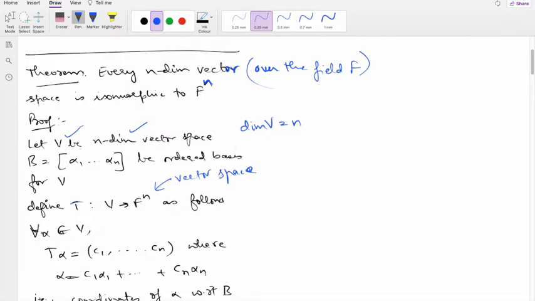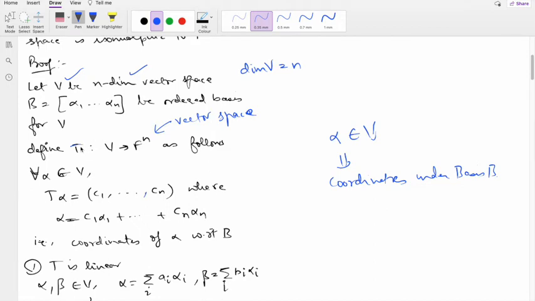We define it as follows. We are saying that any alpha in V, the transformation T takes it to a tuple (c1, ..., cn), such that c1 to cn are the coordinates of alpha with respect to this basis B. That is, the coefficients of the linear combination of the basis vectors that gives this particular alpha. I'm taking an element alpha, which is some vector in the vector space, and mapping it to its coordinates under the basis B. I defined a transformation like this.